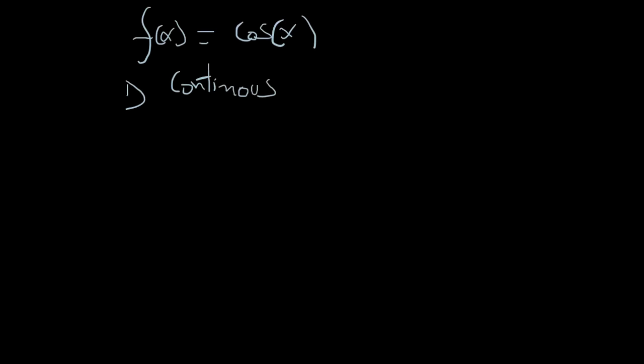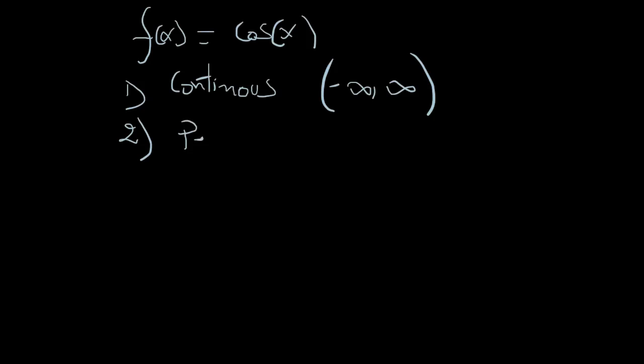The other function that I would like to talk about is the cosine function. So f of x equals cosine x. Again, I know that this function is continuous on its domain, and its domain is the same as sine, negative infinity to positive infinity, meaning all the real numbers.